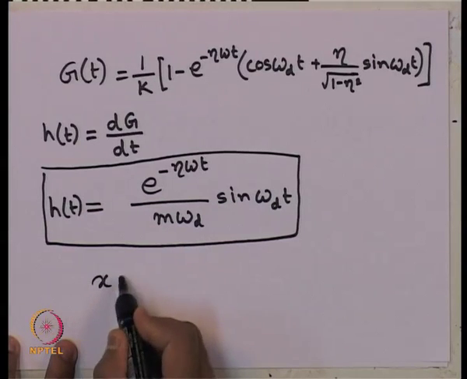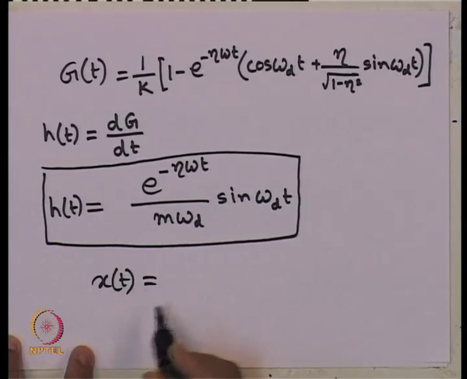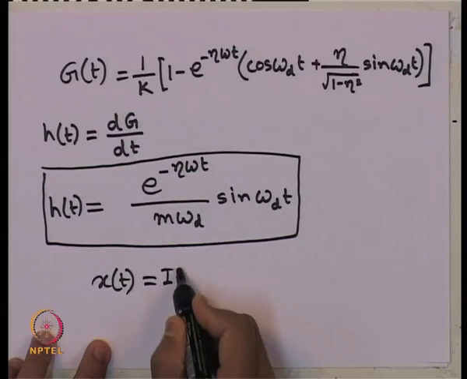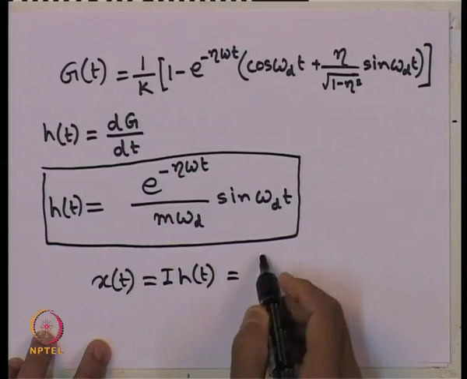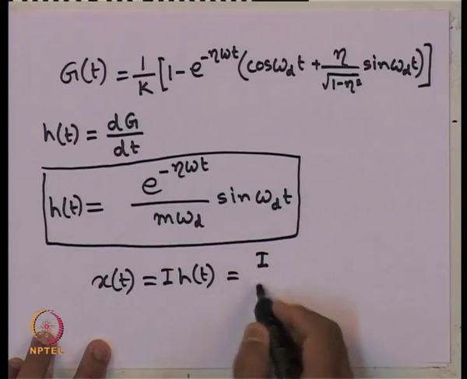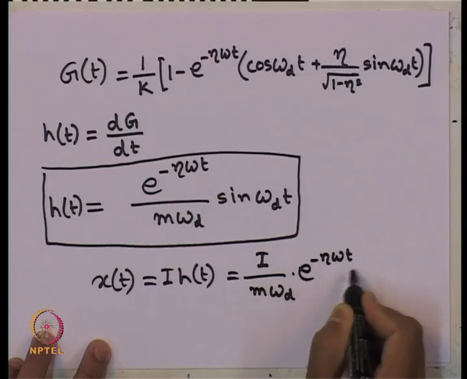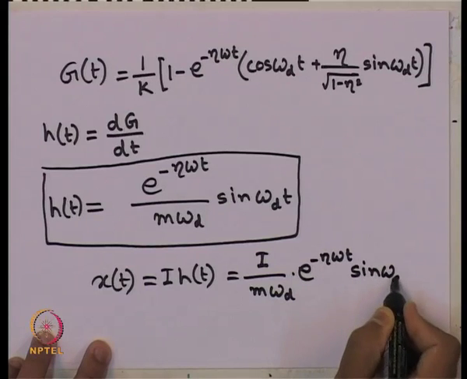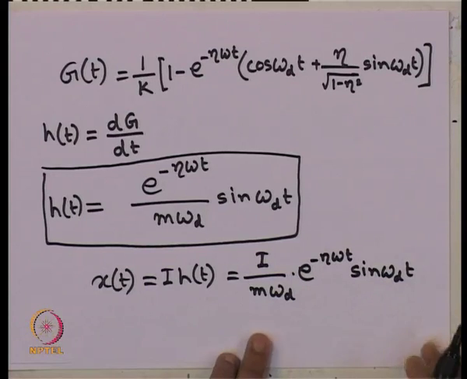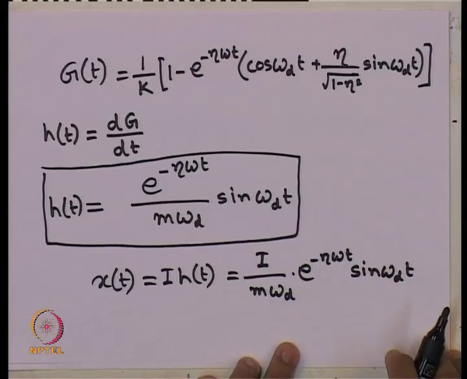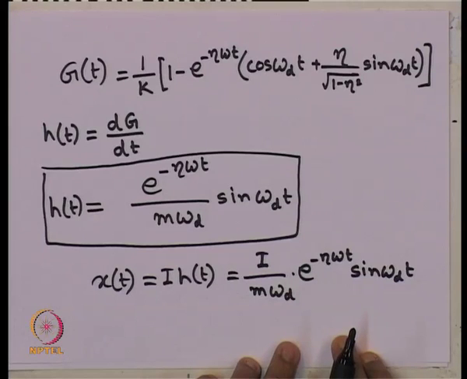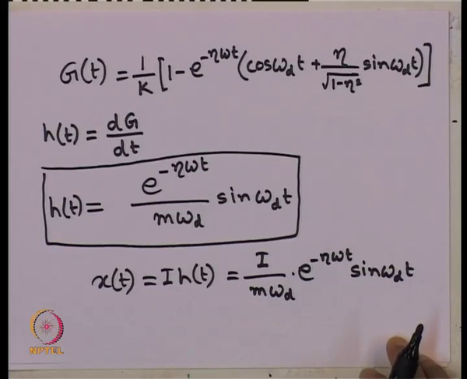So, our x of t for impulse load of I will be simply I by m omega d times e to the power minus eta omega t sine of omega d t. That is the total response for any impact. So, this is the solution for any impact load. What is the displacement function varies with respect to time.